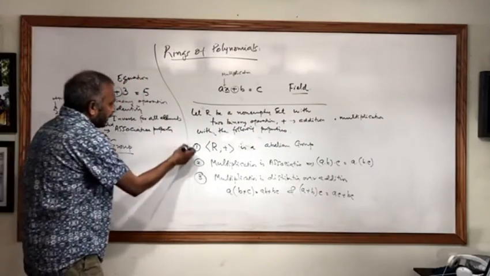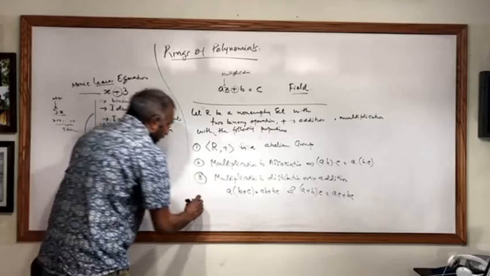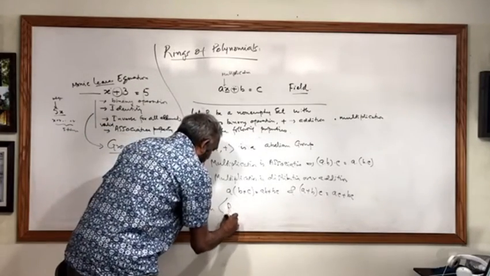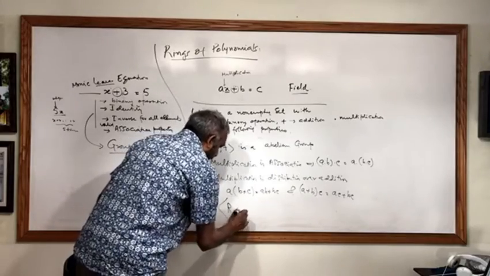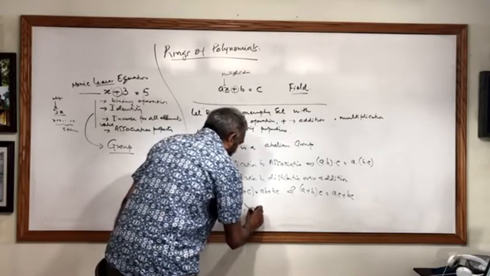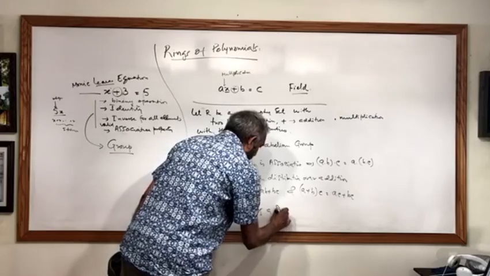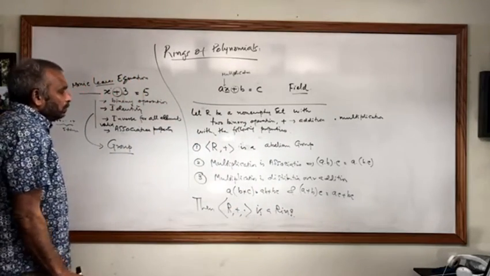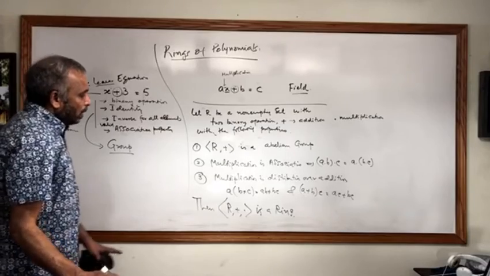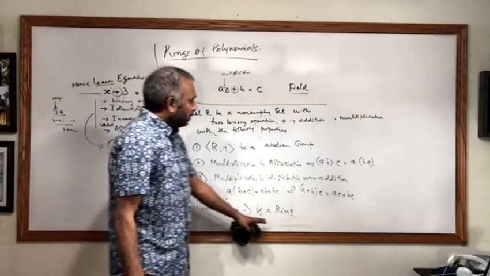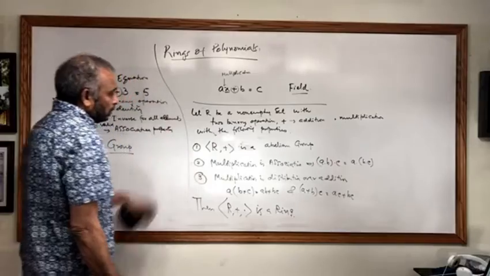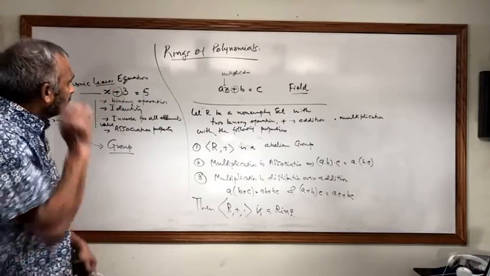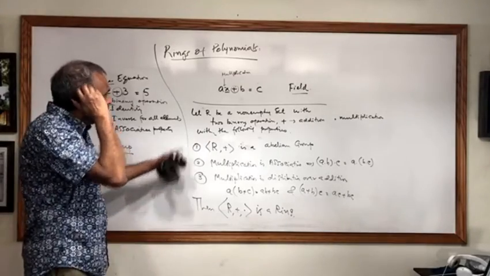If these three conditions are satisfied, then R along with addition and multiplication is a ring. We are going to give you a lot of examples on rings, so it will be very clear once you get all kinds of different rings. So that is a definition of a ring.